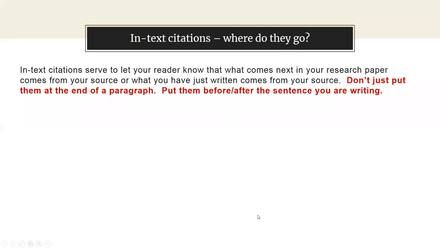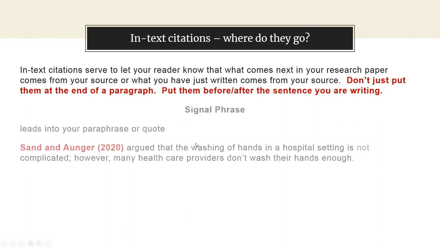Okay, so then you got to ask yourself, when I've got my in-text citations, where do they go? Okay, there's a couple different ways you can do it. The one thing you don't want to do is just put them at the end of a paragraph. By doing that, your reader may assume that the entire paragraph came from your source material, where maybe it's only a sentence or two. So there's two ways you can normally do it. First one is to put your in-text citation at the beginning of your source material, okay?